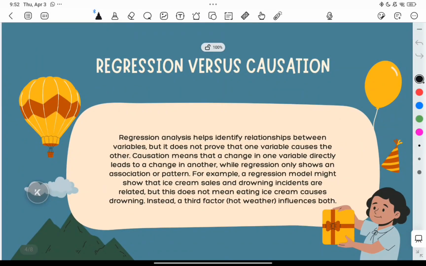Now we move on to regression versus causation. Regression analysis helps identify relationships between variables, but it does not prove that one variable causes the other. Causation means that a change in one variable directly leads to a change in another, while regression only shows an association or pattern. For example, a regression model might show that ice cream sales and drowning incidents are related, but this does not mean eating ice cream causes drowning. Instead, a third factor, hot weather, influences both.